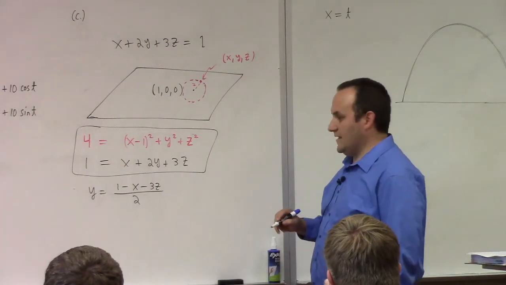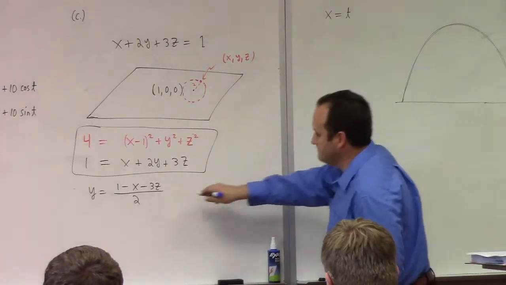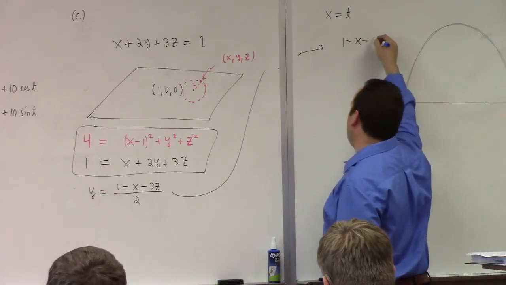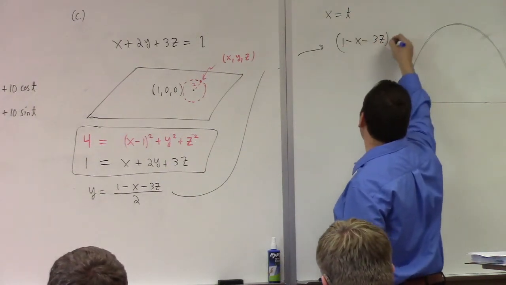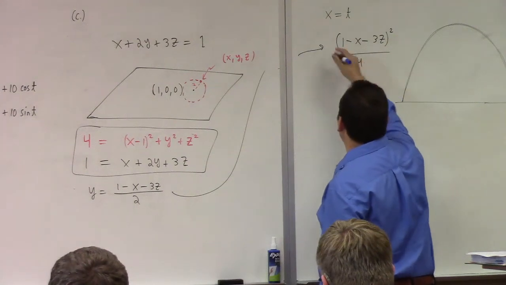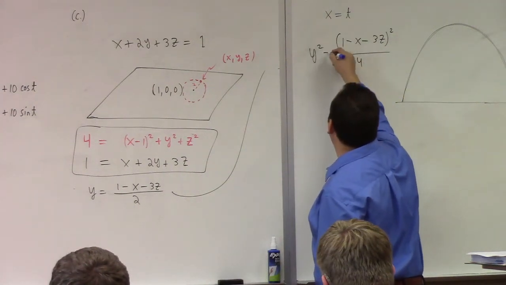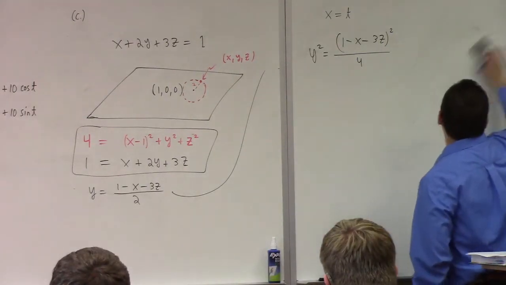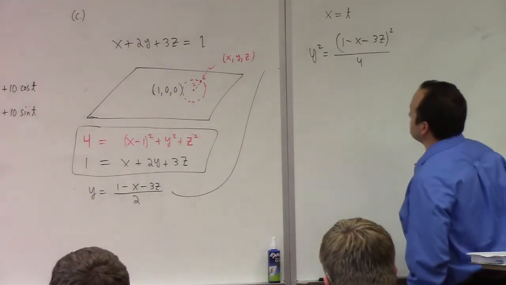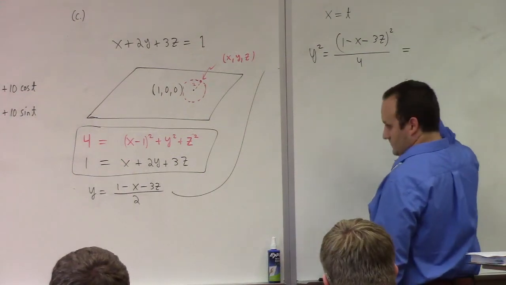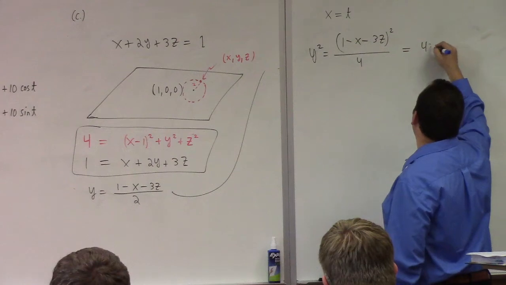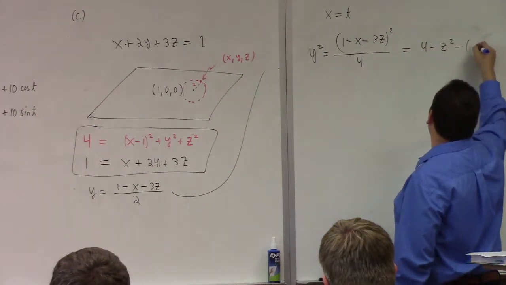Well, and then I can square it, right? If you take that and you square it, what do you get? You get (1 minus x minus 3z) quantity squared divided by 4. That's y squared. But what else is y squared? Yeah, 4 minus z squared minus (x minus 1) squared.